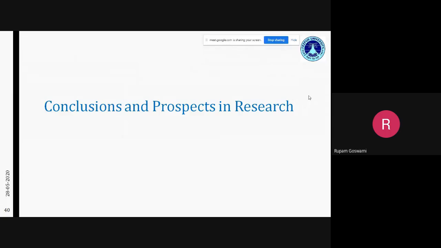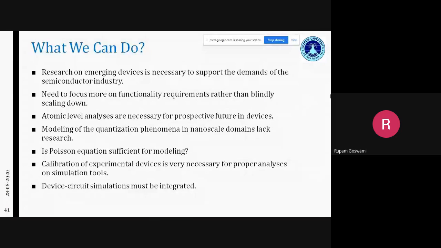So we can see here what we can do from this point onward, as a researcher or as a student. You can see that the research on emerging devices is necessary to support the demands of the industry. But the question is, should we continue to focus on downscaling our transistors? Because you are downscaling a transistor because you want to put more functionalities per chip.